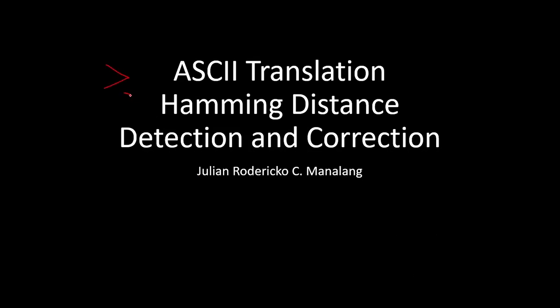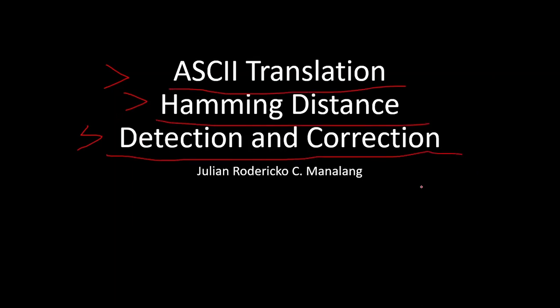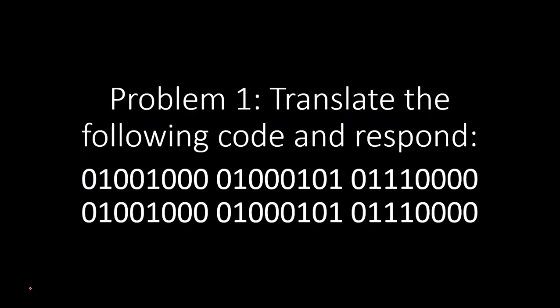We're going to go over these three main topics: ASCII translation, Hamming distance, and error detection and correction. All of these topics were already explained in the website, and I am assuming that you have already gone through those materials. But even if you haven't, these topics are really easy. Most of it is just common sense, so there's nothing really to worry about. It's gonna be fine.